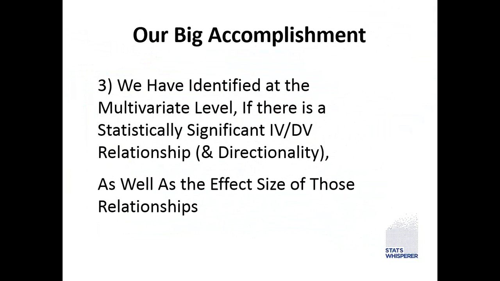Then we identified at the multivariate level if there's a significant relationship between the independent and dependent variable, including the directionality, so significant in what direction does it go, as well as the effect size of those relationships within the context of that full model. And so this is kind of the apex of our statistical analysis, right? This is what we wanted to achieve. This is telling us what we wanted to know. It answers our hypotheses, and it answers our research questions.